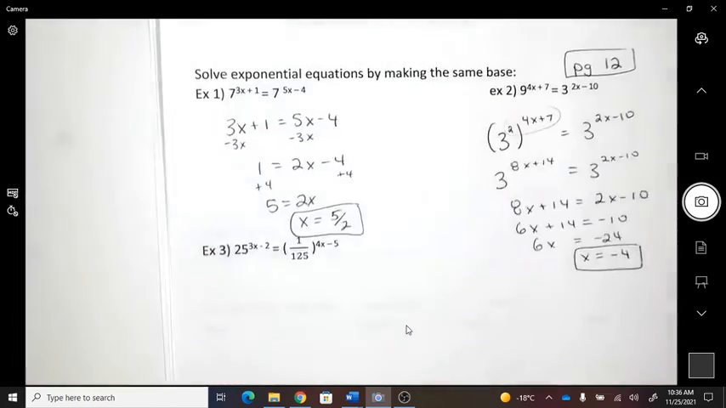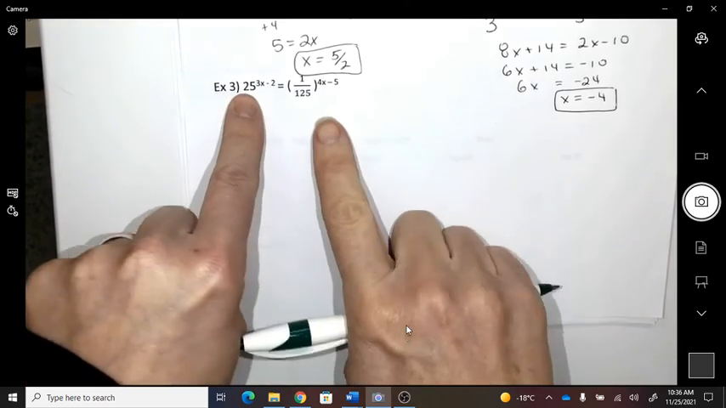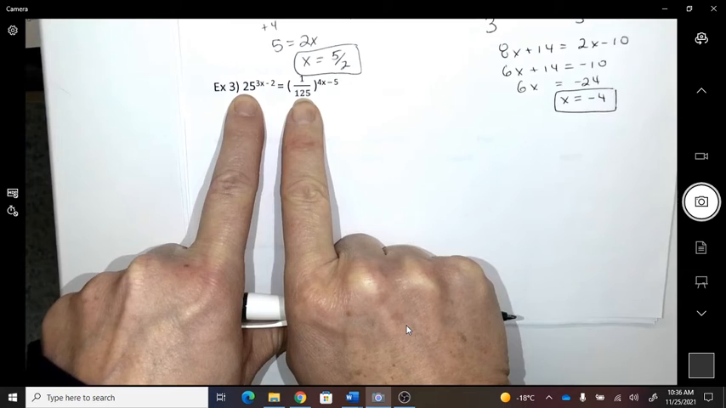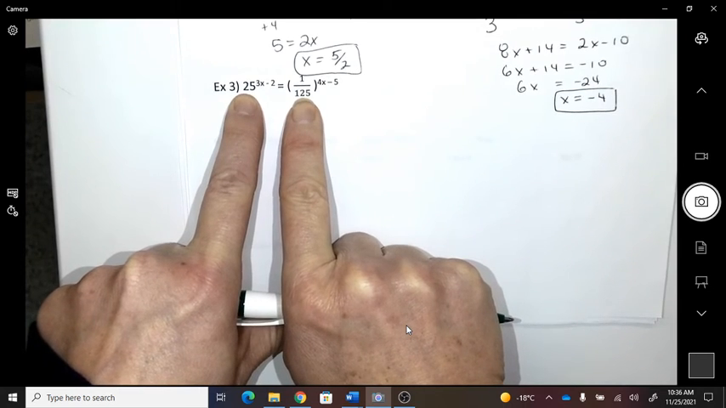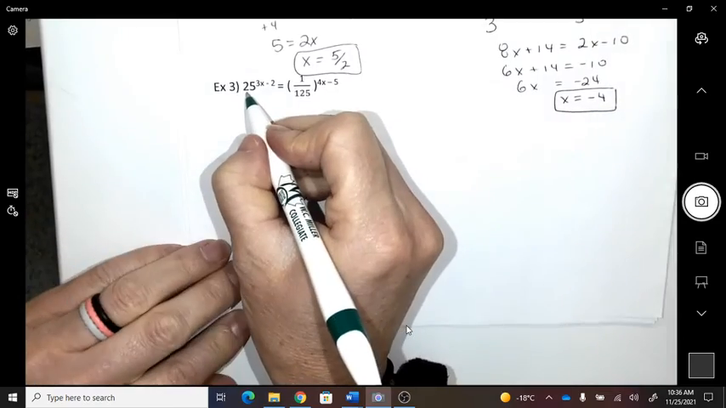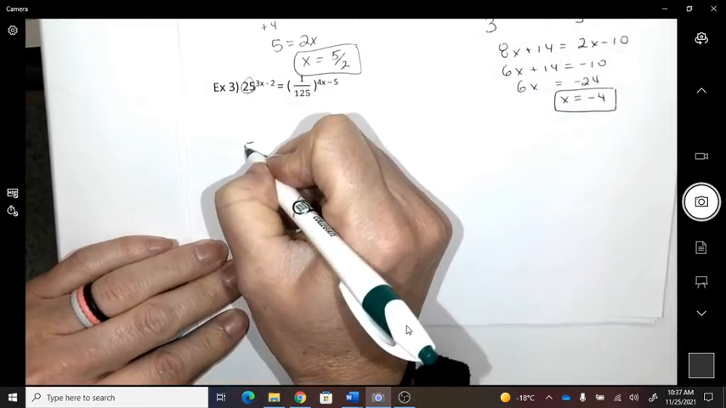Last one here. Look at this value and look at this value. Is there something common base-wise we could write them both with? 5. Okay, so how do we rewrite 25? 5 squared.